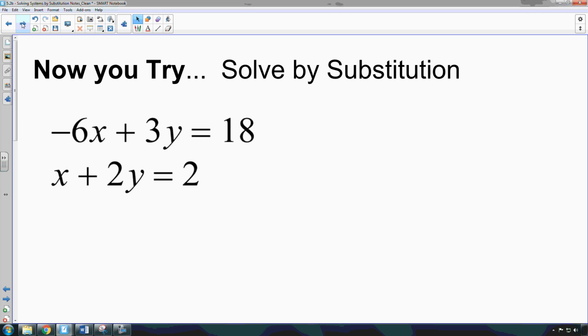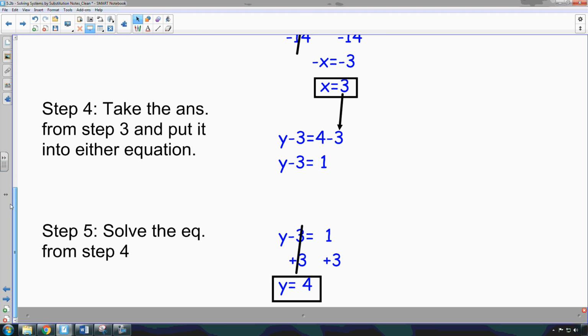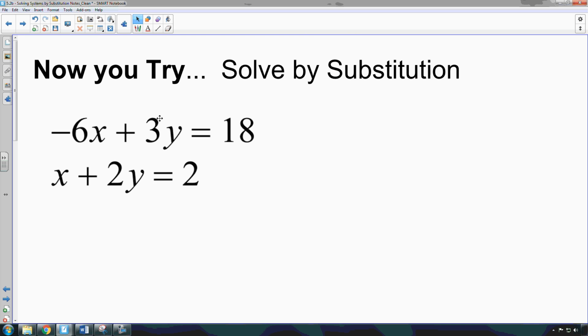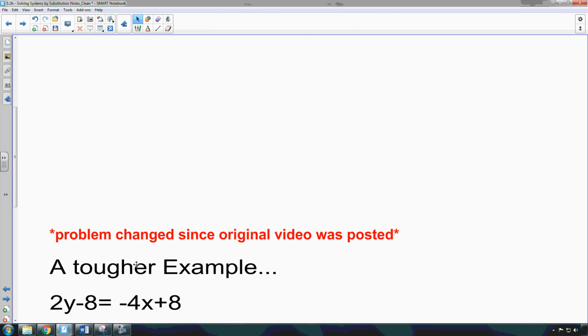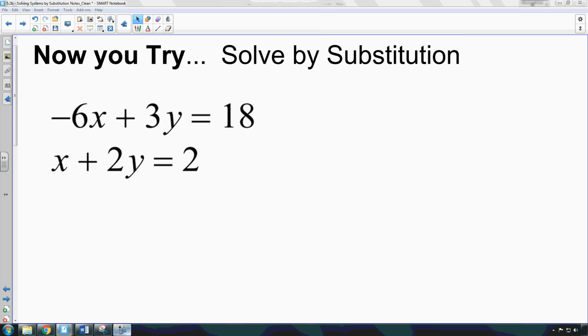I think now all you need to do is this now you try. And you can challenge yourself with the tougher example if you like, but I'd like you to definitely do this now you try, because this video is very much on the shorter side. This was just an example that scrolls through and shows you how you could do a problem. But this is what I want you to do, and if you're feeling challenged, try this one.